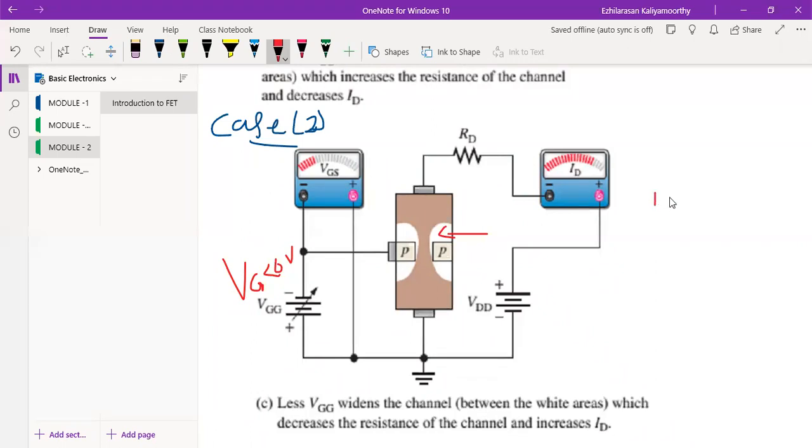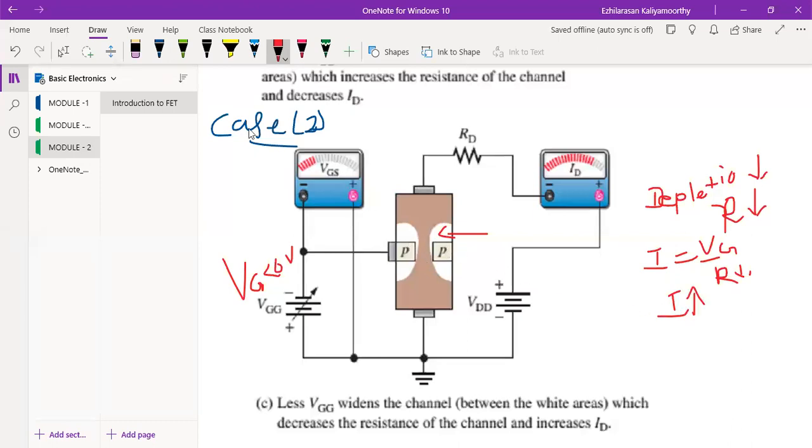The width of the depletion region will be reduced. If it is reduced, the resistance also will be reduced. If the resistance is reduced, what will happen? The current will increase because the relation is I equals V by R. Correct? This V is your VG. So VG is less than 0, but automatically your R will get reduced. Keeping the VG, I can say the current will be increased.